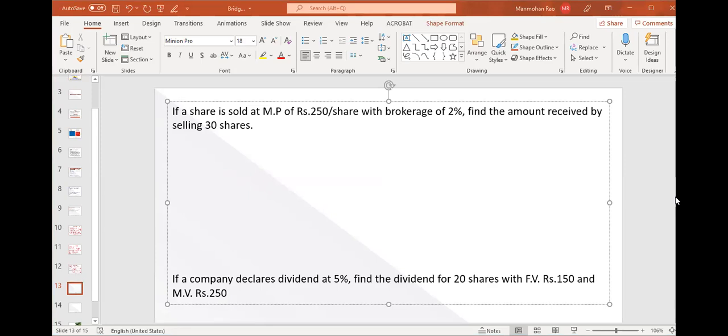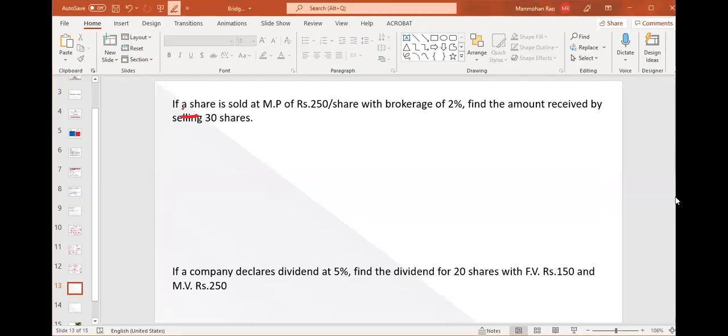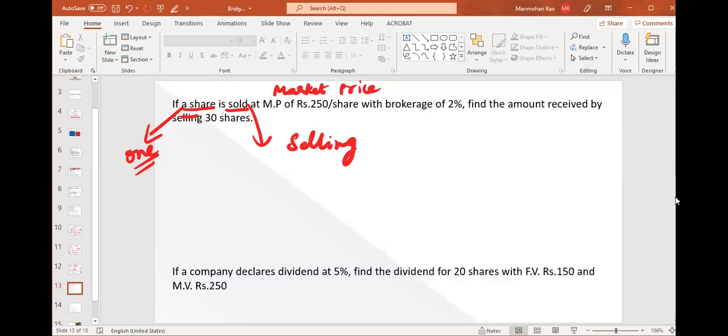Okay. So now if you can see clearly, A always stands for one, alphabet A means one. One share is sold at MP, which means market price. What is MP here? Market price. In shares and mutual funds, first you have to identify whether it is a selling problem or a purchasing problem. So here it is a problem of selling. You are selling the shares. A purchasing problem is different from a selling problem.